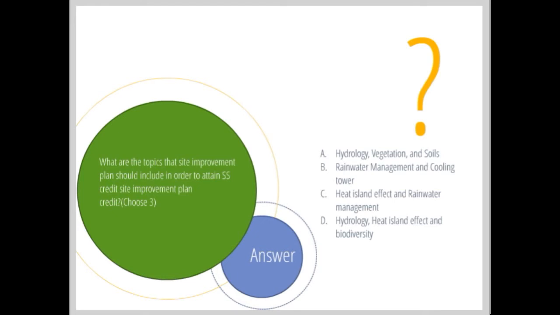What topics should the Site Improvement Plan include in order to attain the SS credit Site Improvement Plan? Please choose 3. The correct answers are hydrology, vegetation, and soils. We discussed this under the credit requirements.